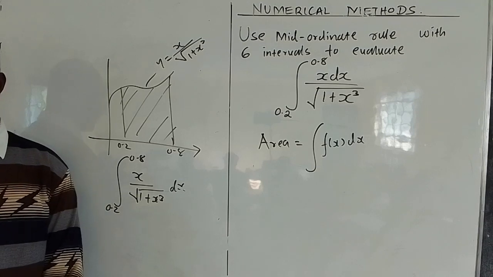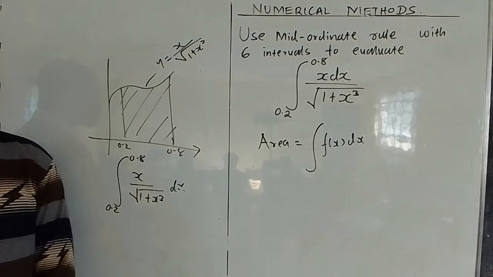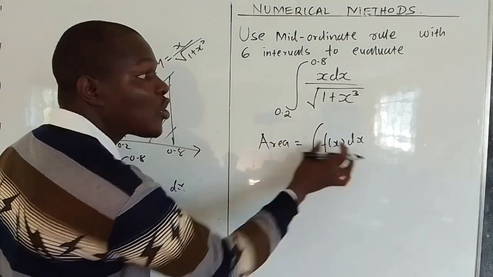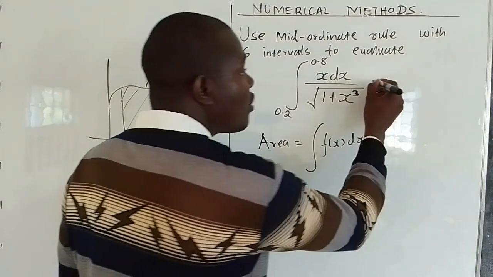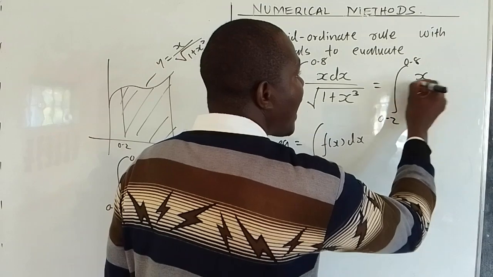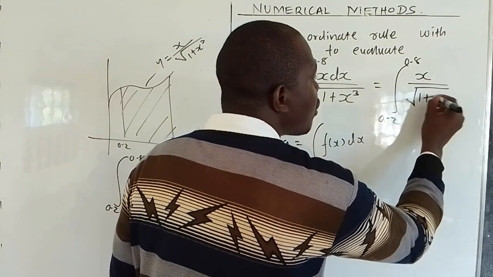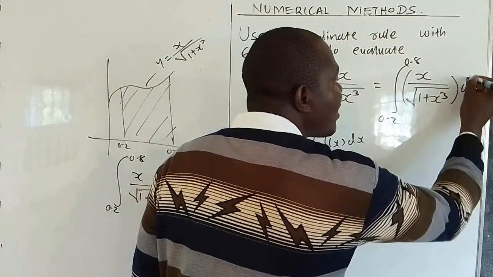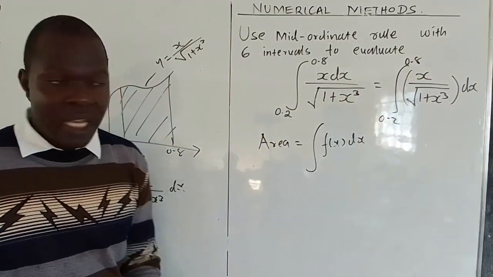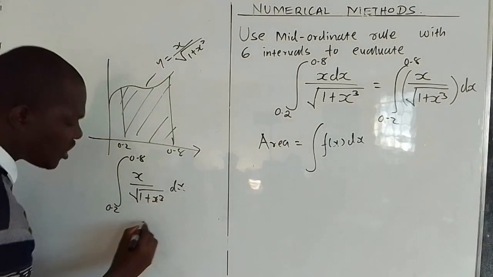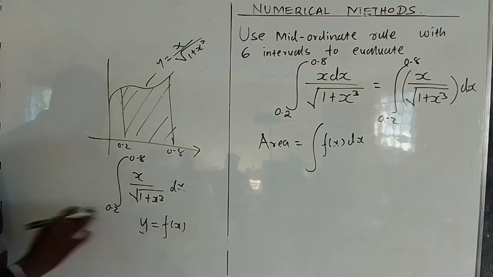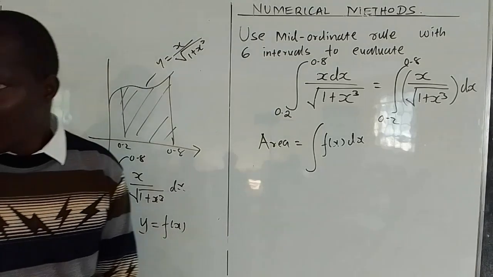Are we together? Are you seeing what is happening? So it means that what you are integrating, the whole of this, is the function of x, isn't it? So here you are integrating from 0.2 to 0.8 of x over the square root of 1 plus x cubed with respect to x, f of x dx, meaning this is f of x. And what is f of x? It is the y, which is the function of x, isn't it? Meaning f of x is y. Are you seeing that?